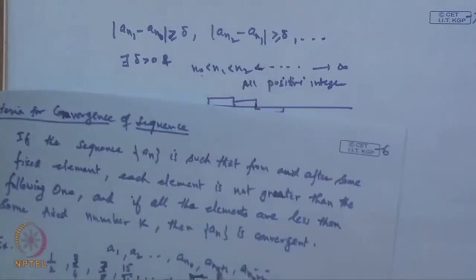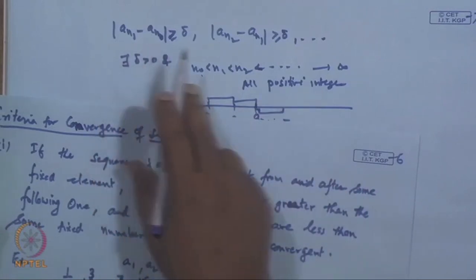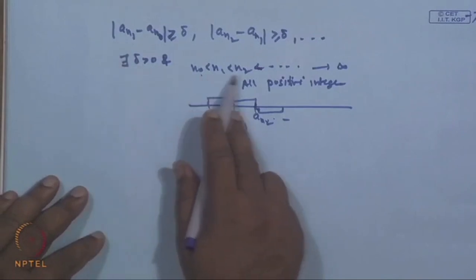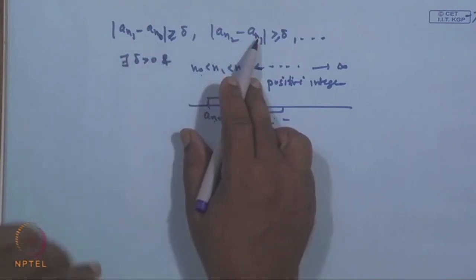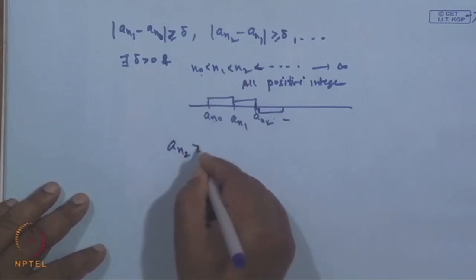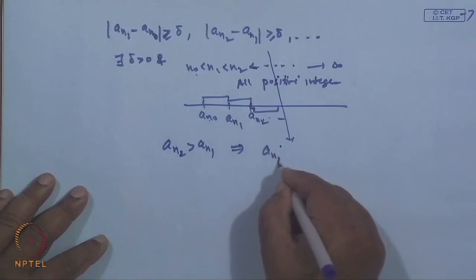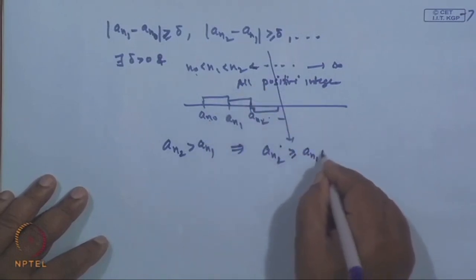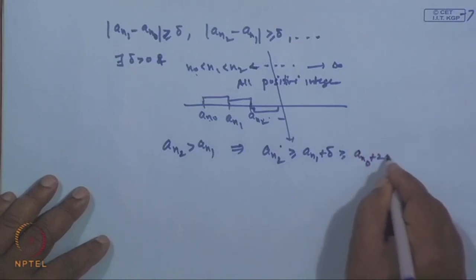So, the criterion for diverging is that if a sequence diverges, we can also write it in the form that there exists a positive number delta such that there is an increasing sequence of integers n0, n1 such that the consecutive difference of the terms will be greater than or equal to that positive number delta. So, if it is so, then what happens? Suppose a_n1 is greater than a_n0 and a_n2 is greater than a_n1. Then a_n2 is greater than or equal to a_n1 plus delta, which is further greater than or equal to a_n0 plus 2 delta, like this.